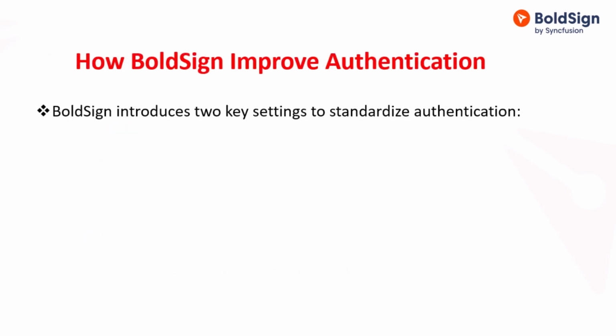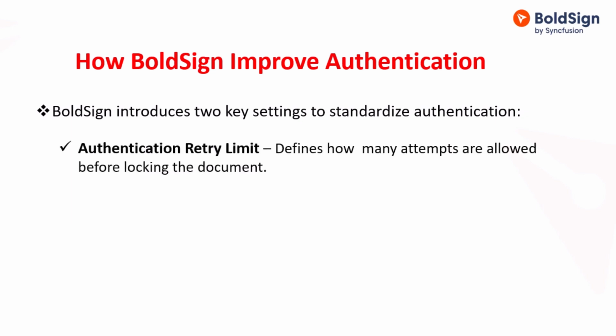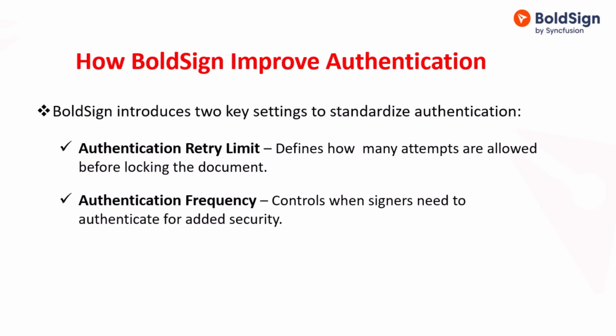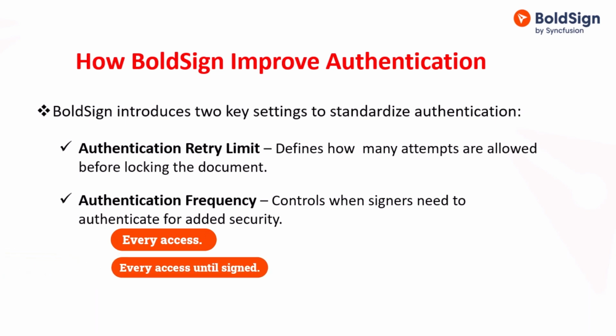BoldSign addresses this with two settings. First, Authentication Retry count. This sets how many verification attempts a signer is allowed. If they exceed the limit, the document locks for that signer until the sender unlocks it. Second, authentication frequency. This controls when signers are asked to verify their identity. Only once, every time they access the document, until the document is signed, or once for the entire document.